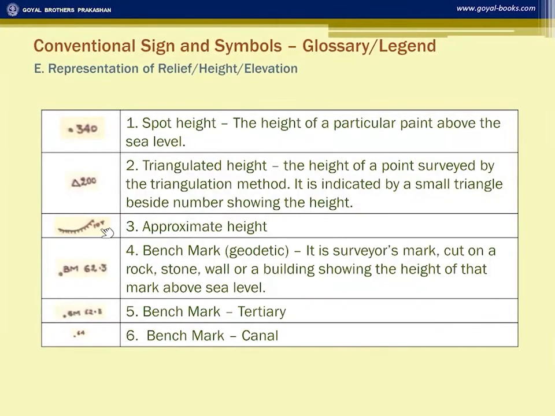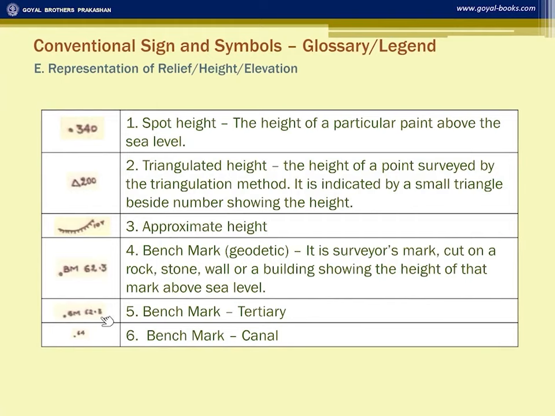Approximate height is shown by this symbol and benchmark by BM. BM means benchmark. Beside that, 62.3 is written, which shows that the height of that particular point is given in meters. It is generally a surveyor's mark cut on a rock, stone, wall or a building showing the height of that mark above sea level.